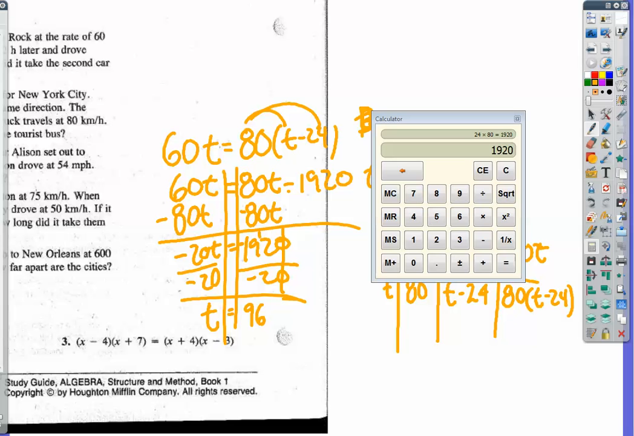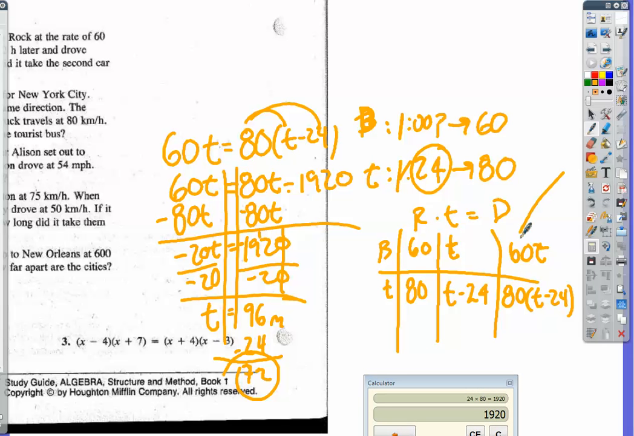So the bus has been driving for 96 minutes. The bus, sorry, t, that's the time. So this is in minutes. And so the truck left 24 minutes after. So you've got to subtract that out. And so you get 72. So it took the truck 72 minutes to overtake the bus. And that's basically all you do. Again, the key for these problems is this nice table. All right.